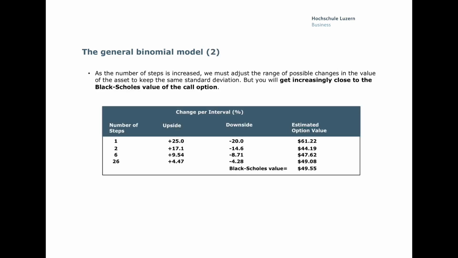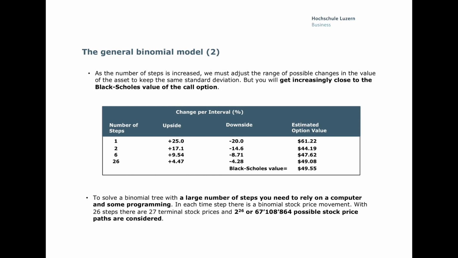When we increase the number of time steps in the binomial model, we must adjust the range of possible up and down changes in the price of the asset to keep the standard deviation constant. As the number of steps increases, the estimated option value would get increasingly close to the Black-Scholes value of the call option. If you have never heard of the famous Black-Scholes option valuation formula before, don't worry, this will be our next topic.